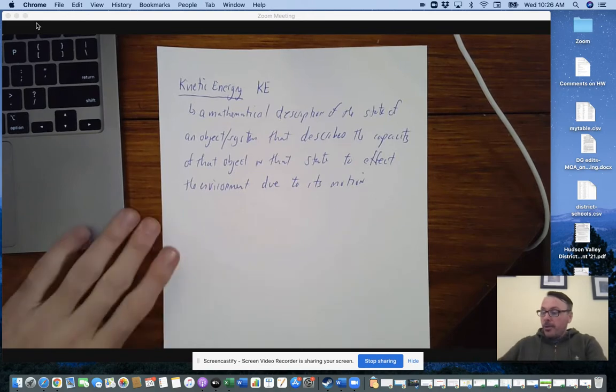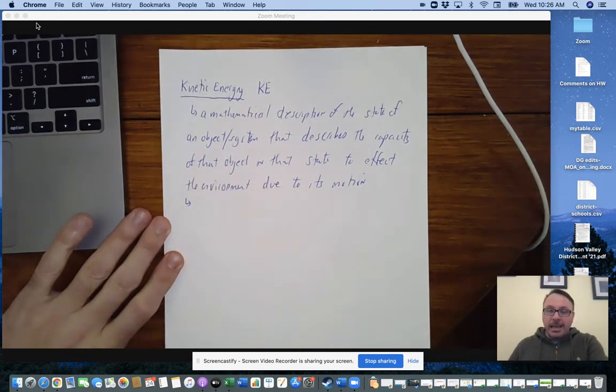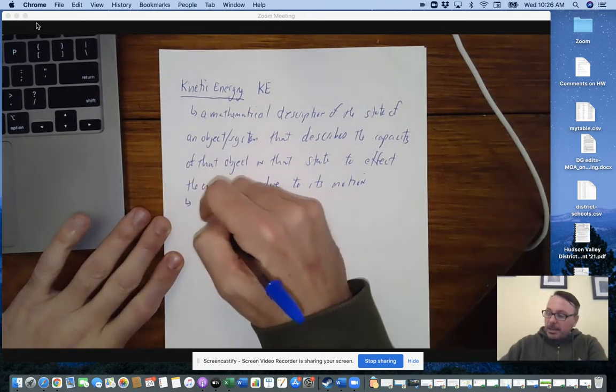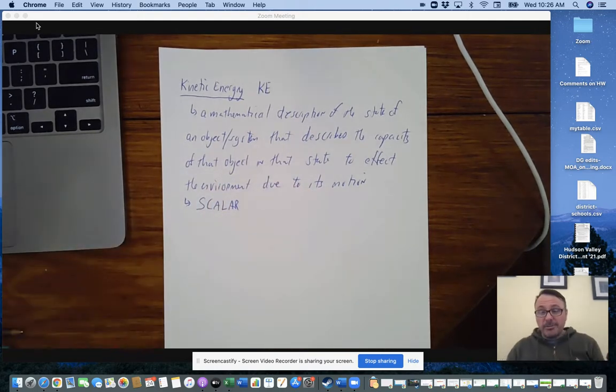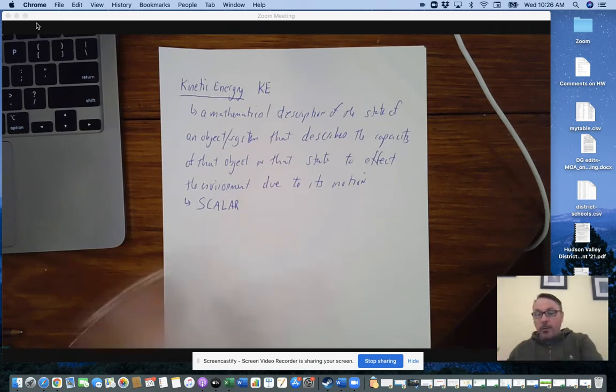Now, the other thing we want to really remember is kinetic energy, like all energies, has to be a scalar quantity. It doesn't matter what direction the object is going. Simply, the very fact that it's moving means it has the capacity to affect something. Now, you might not care about it, but as we said in class, one might care about it because it is moving. So that's the first thing that I wanted to remind you of.